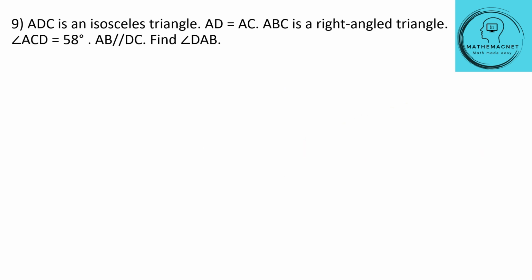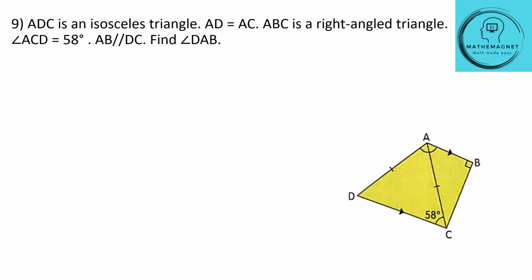Question number 9. ADC is an isosceles triangle. AD equal to AC. ABC is a right angle triangle. Angle ACD is 58 degrees. AB is parallel to DC. Find angle DAB.